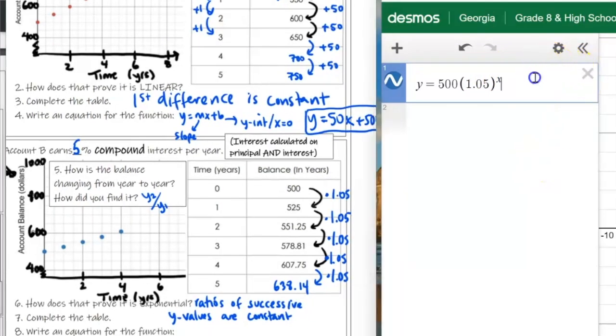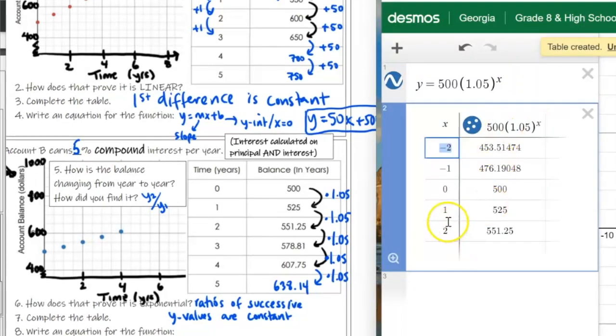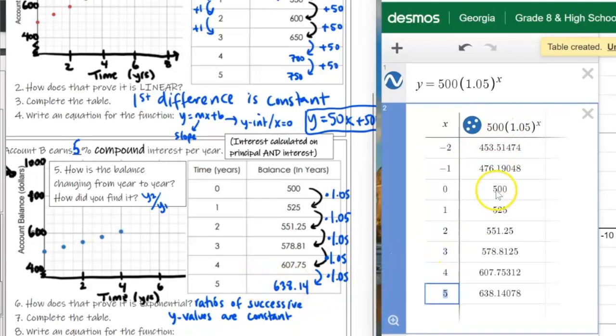To make sure that I'm right, I'm going to turn it into a table. So I'm going to click gear, table, and then we're going to make sure that the numbers I have, so I'm going to press enter until I get to 5, are correct. Do I have 500, 525, 551.25, 578.81 rounded, 607.75 rounded, 638.14 rounded? All right, perfect. I do. So this is the correct equation.